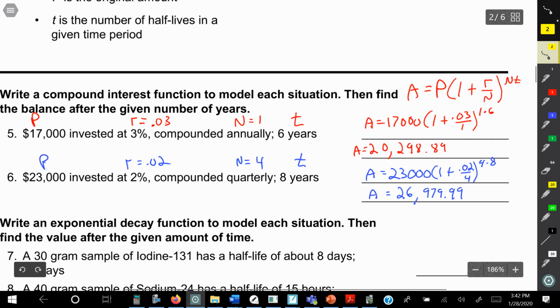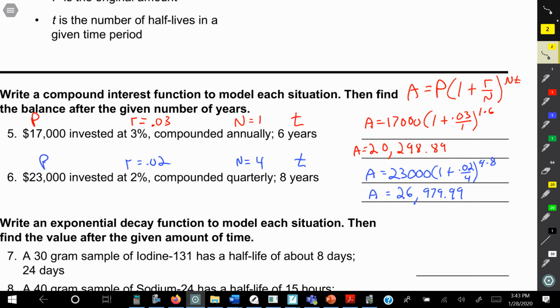Now, when it's done annually, you do not have to plug this in, that 1. That's only necessary when it's not annual, because then it's just a regular growth formula. Because 1 times 6 is going to get you 6, and 0.03 divided by 1 is going to get you 0.03. So those numbers don't change. But on quarterly, you're going to plug in 4. Okay, and don't forget to put this in parentheses.